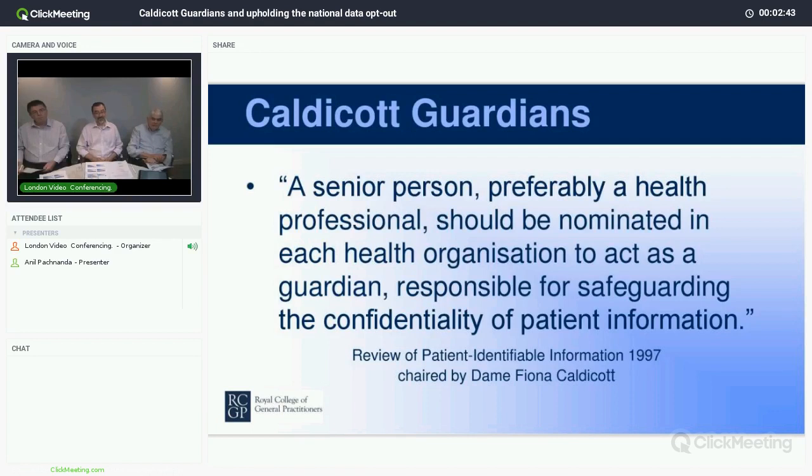Caldicott Guardians have been around for just about 20 years now, and they grew out of a report that Dame Fiona Caldicott's committee produced in 1997 when she called upon the service to appoint a senior person, preferably a health professional, should be nominated in each health organisation to act as a guardian responsible for safeguarding the confidentiality of patient information.